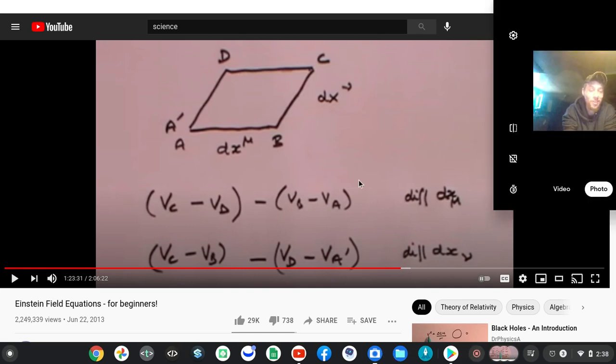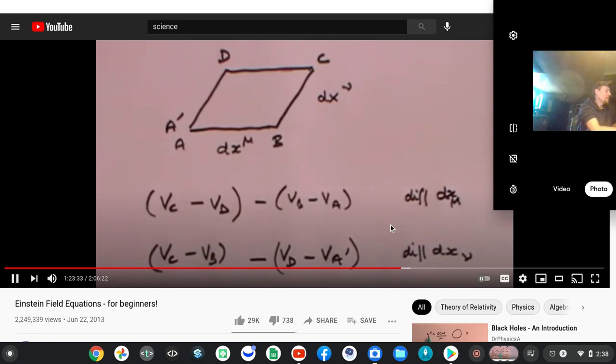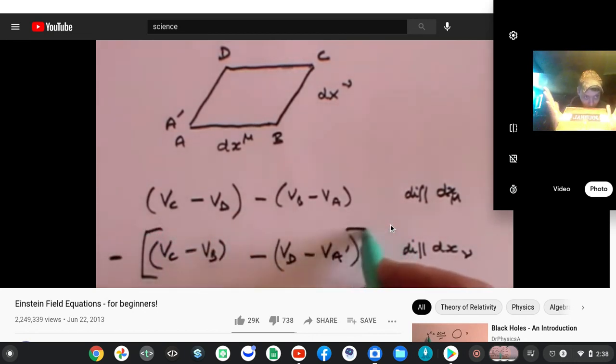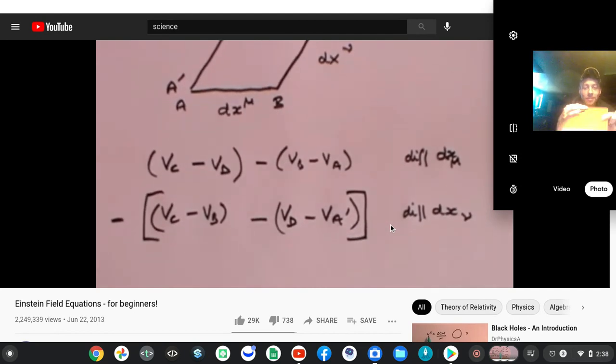Now let's have a look at the difference of differences. If we take this term here and just square it up, and we subtract from it every term, what do we get? Well, let's have a look at the VB term.